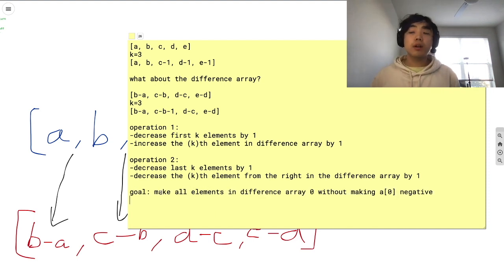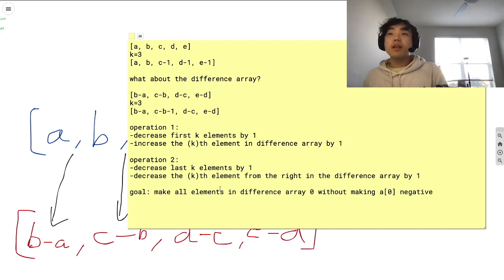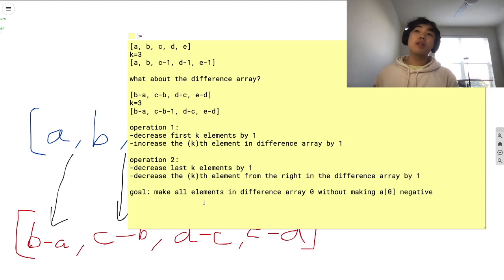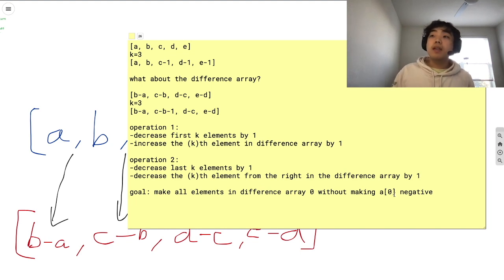With that being said, let's take a look at what kind of operations we can do. So our new goal is to make all elements in the difference array 0 without making the first element negative. In our difference array, if we were to have a positive number, then we can just use an operation of type 2 to decrease that value. And that's pretty straightforward. There are no repercussions in doing that, because that just decreases a value in the difference array. And because it's an operation on the suffix, the first element of our array should be unaffected.